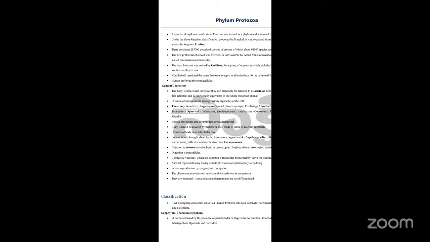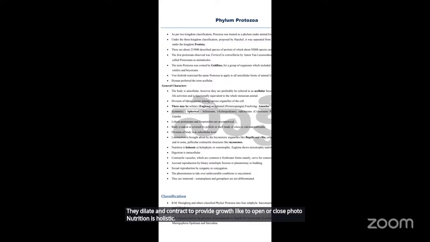Nutrition is holozoic, holophytic, or osmotrophic.